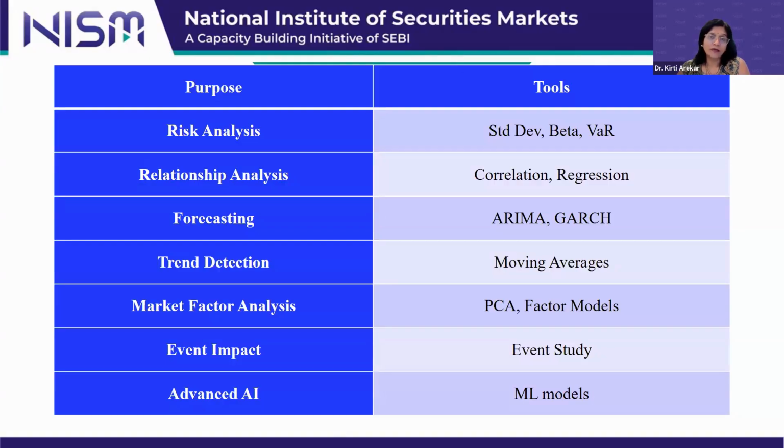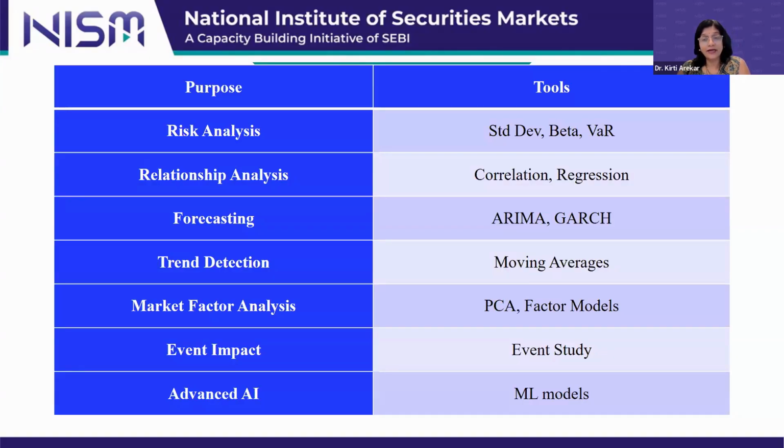We already discussed the basic objective, the basic purpose of doing data-driven analysis. So first we need to understand what you want to do with the data. The purpose is the most important. If you want to go for risk analysis, there are a lot of tools available: standard deviation, beta and VaR.